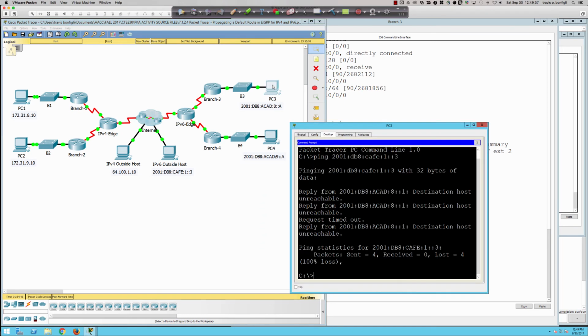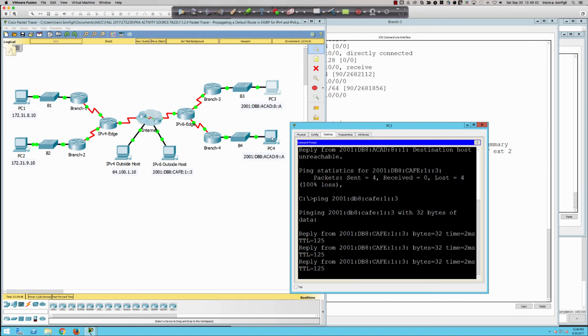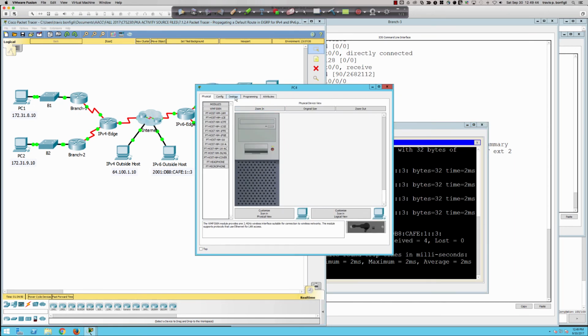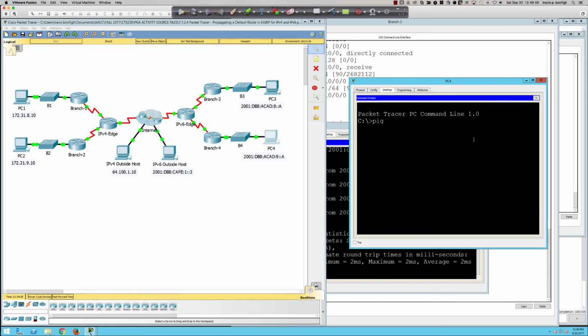And so now we move to PC3 and we say, let's try that ping again and take a look at that. We've got reachability. We'll come to PC4, to the command line, and we'll ping 2001:DB8:cafe:1::3. I think I said cafe:3 earlier, but we would have been looking for 2001:DB8:cafe:1::3.